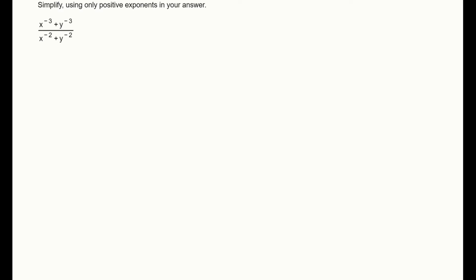Hello, in this video we're going to look at a complex fraction which contains negative exponents. The first thing we'll do with a problem like this is use this rule from the exponents set of rules that we had in the past: x to the negative n equals 1 over x to the n, to convert these negative exponents into positive ones.